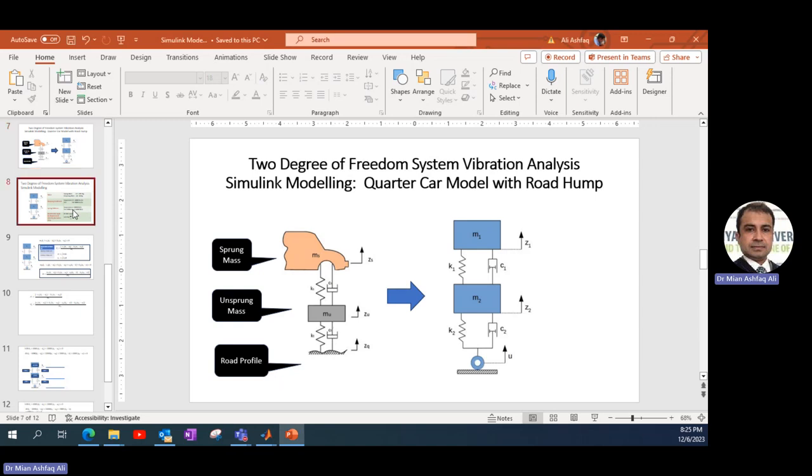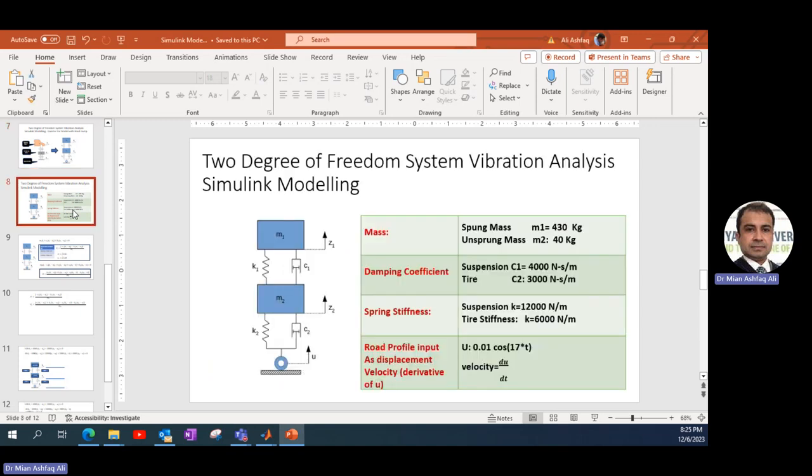So I have chosen those properties from some references. We will be modeling those values. The sprung mass is 430 kg. For the unsprung mass, it is 40 kg. The coefficients of damping C1 and C2 are also given in the table as 4,000 and 3,000 respectively. Similarly, we can use the suspension stiffness and the tire stiffness given any numerical value.